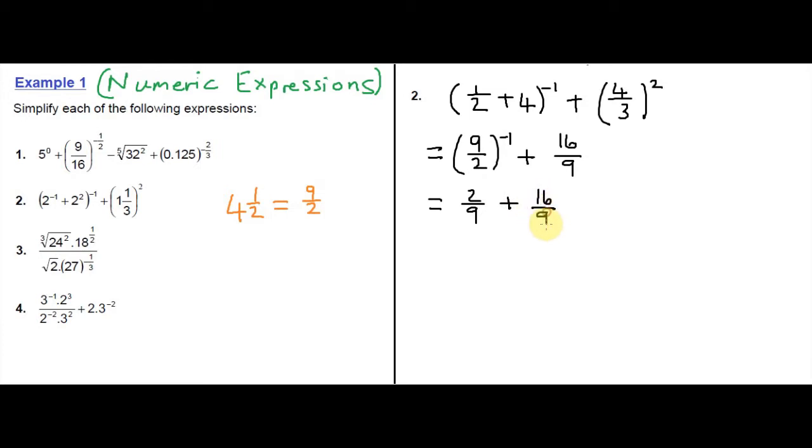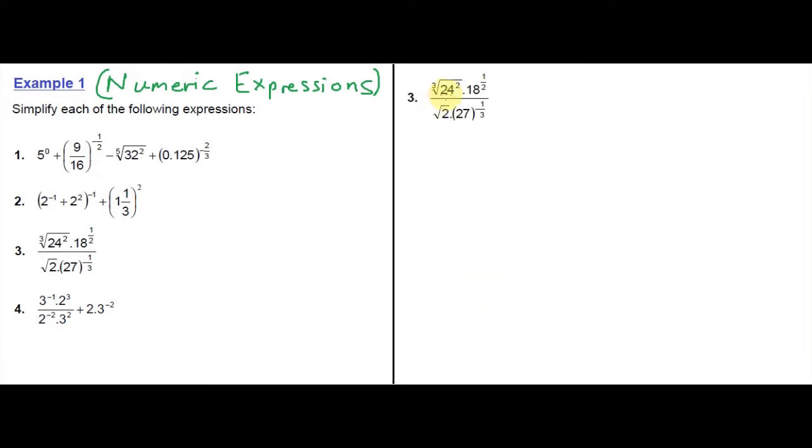And finally, we just add the two fractions. So that's going to be 18 over 9, which we know equals 2. Let's go to number 3. We're first going to get rid of the surd in the numerator.